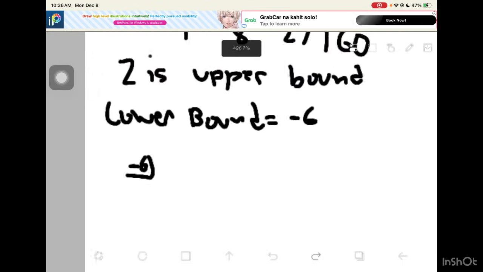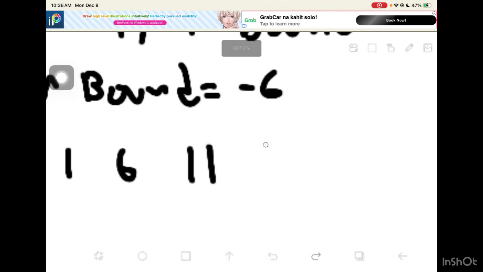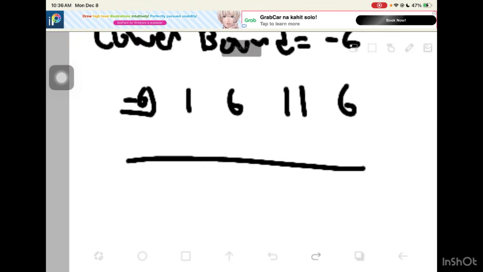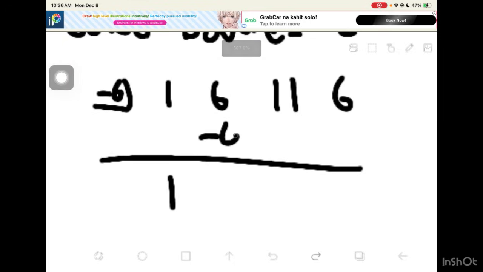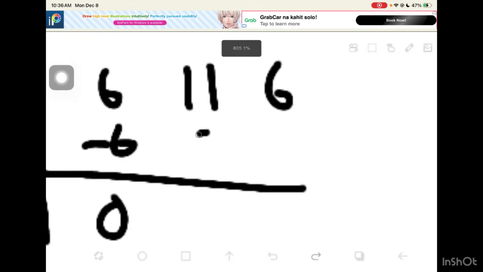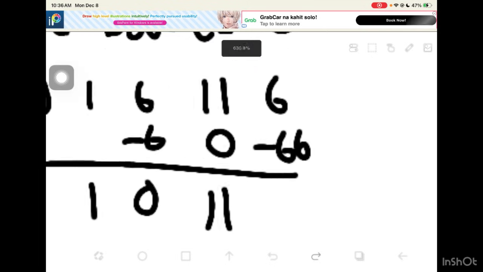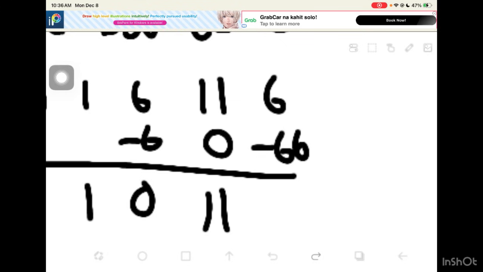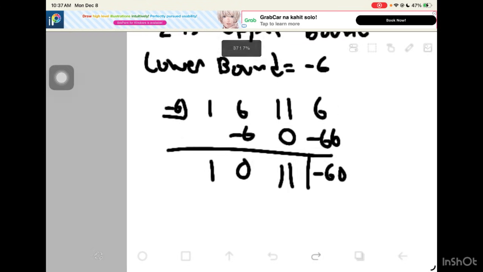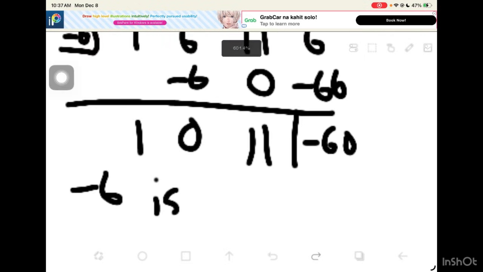We want 1, 6, 11, 6 again. And then we have 1 times negative 6, negative 6. 6 plus negative 6 is 0. 0 times negative 6 is 0. 11 plus 0, 11. So 11 times negative 6 is negative 66. 6 plus negative 66 is negative 60. So negative 6 is a lower bound.